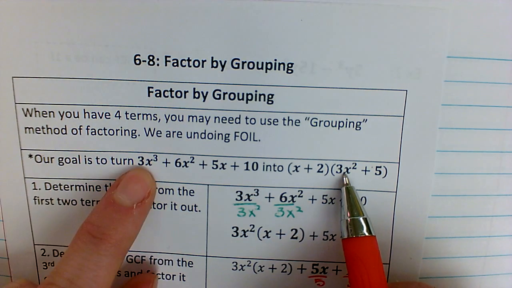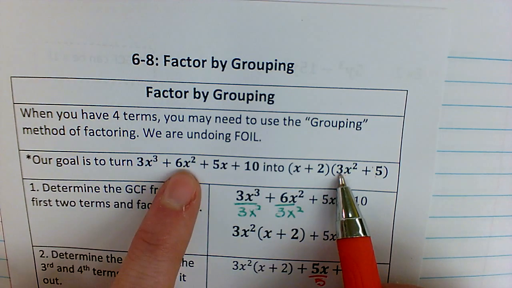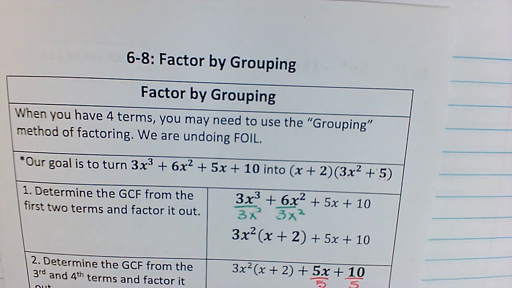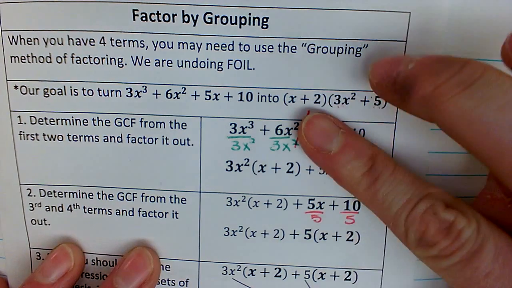Those two multiplied to give me 3x cubed. Those two multiplied to give me 5x. Those two give me the 6x squared, and the last two give me the positive 10. Now, how we're actually going to undo this is breaking it into two different problems.